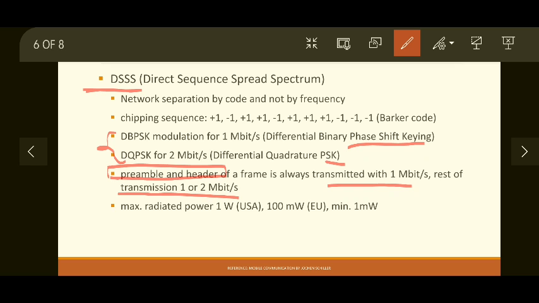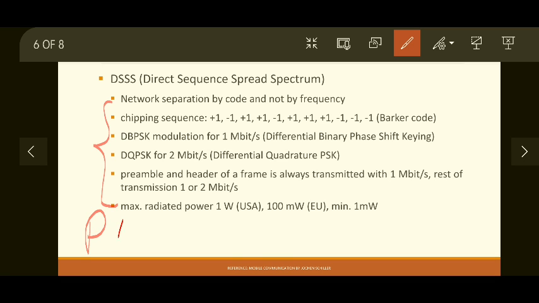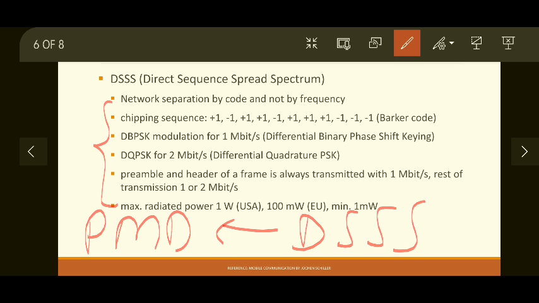So you cannot change the data rate of preamble and header. You can change the data rate of payload to 2 Mbps. That is data rate. Then finally, radiated power, similar to FHSS: 1 watt in USA, 100 milliwatt in Europe, and a minimum of 1 milliwatt in other countries, that is Japan and the rest of the countries. That is standardized by the IEEE. Again, if you observe, these are all specifications of PMD, that is the PMD sublayer of the DSSS based physical layer.